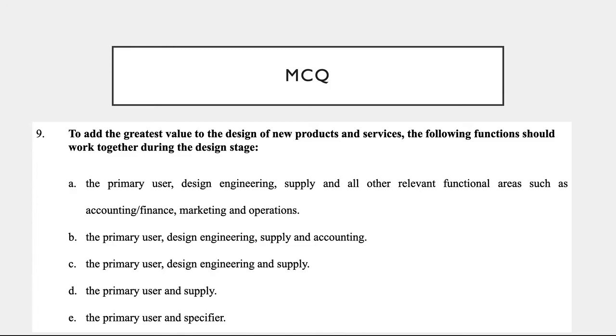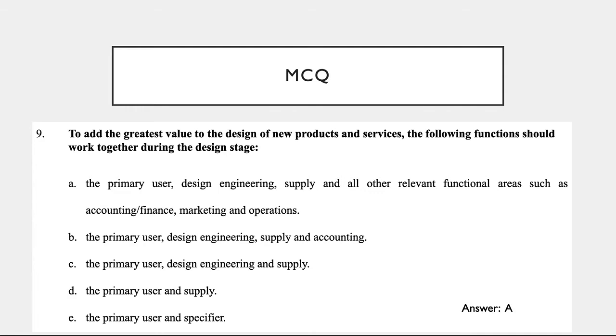To add the greatest value to the design of new product and services, the following functions should work together during the design stage. A. The primary user, design, engineering, supply, and all other relevant functional areas such as accounting, finance, marketing. B. The primary user, design, engineering, supply, and accounting. C. The primary user, design, engineering, and supply. D. The primary user and supply. E. The primary user and specifier. Of course, here the answer is A.